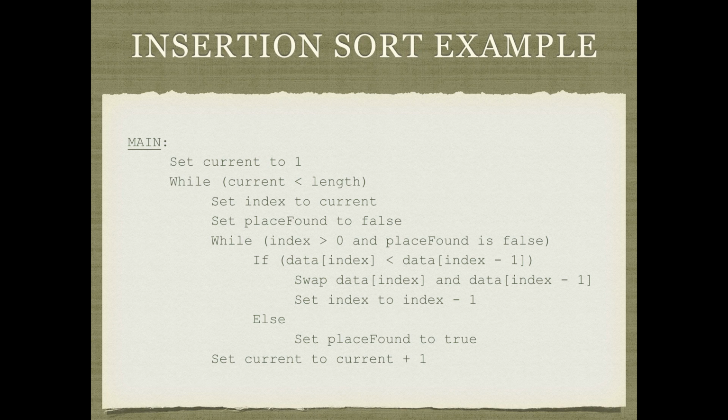Current is now 2, and we're going to look at index number 2. Set place found to false. It is. We're going to look at index 2 and index 1. And now with index being 2, we're going to compare the third item and the second item. How do they compare? If 3 is greater than 2 or 2 is greater than 3, a swap is necessary, and continue.